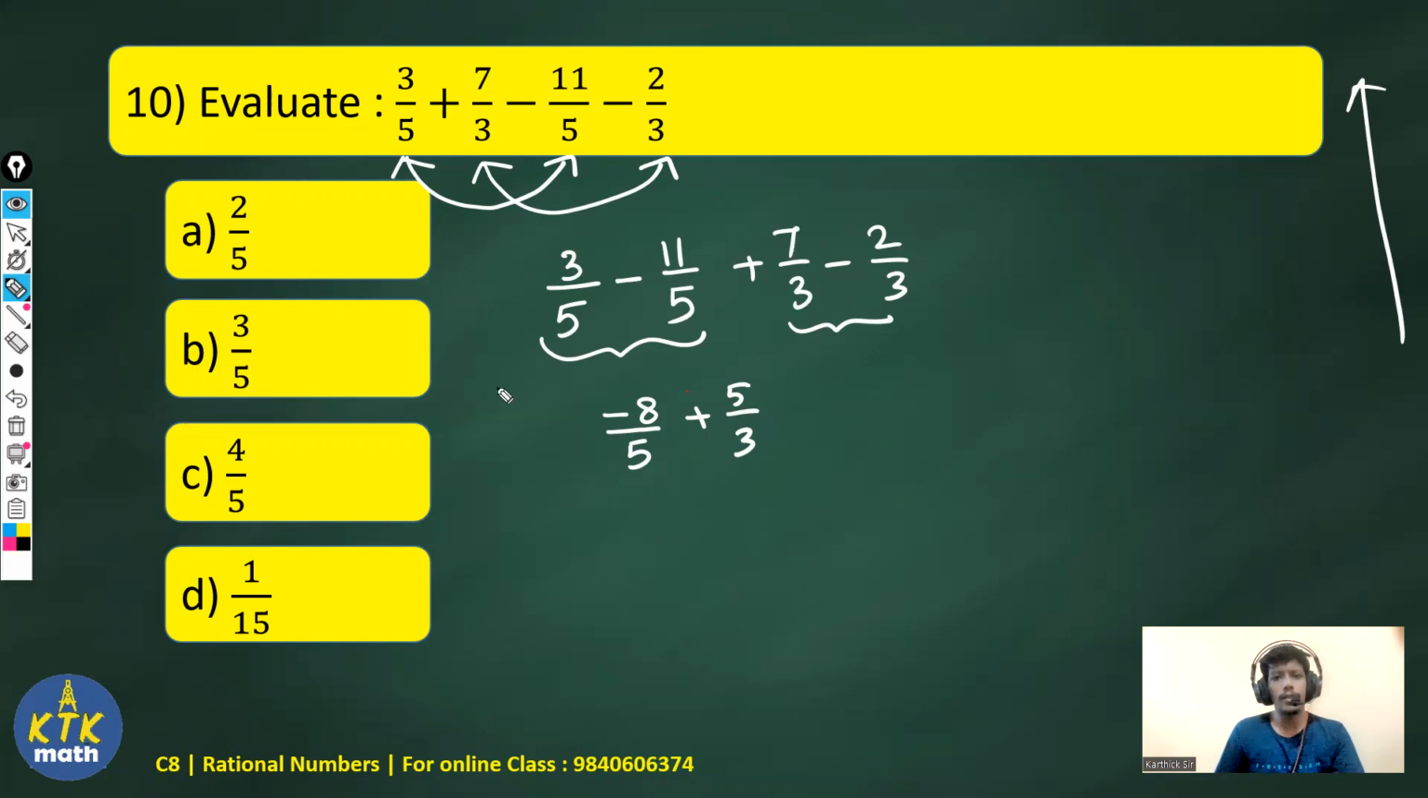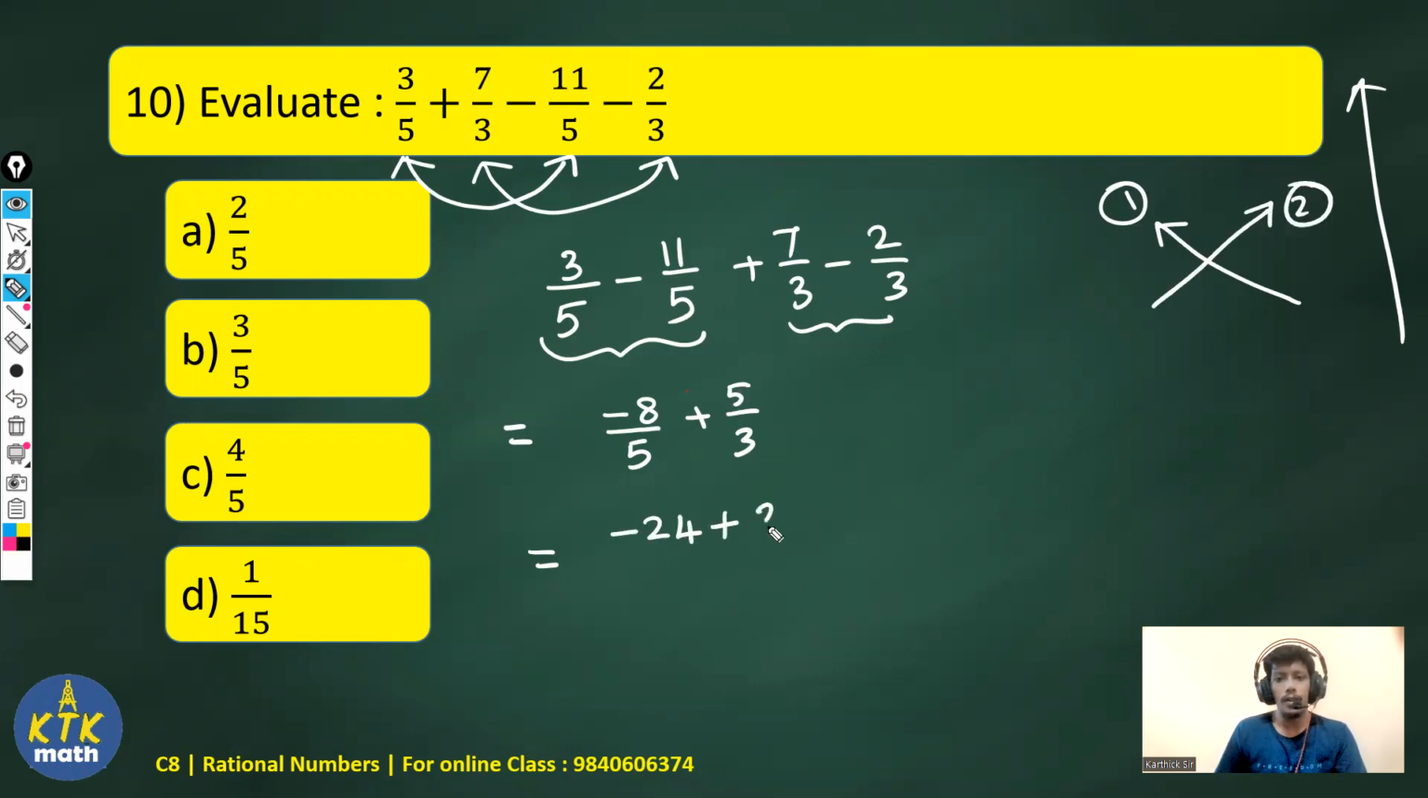Now again in this next step, you are getting different denominators. So you can go with your ordinary cross multiplication. This is the first one: 3 8s are minus 24. And then second, you need to do this multiplication: 5 5s are 25. And third, you need to multiply the denominators: 5 3s are 15.